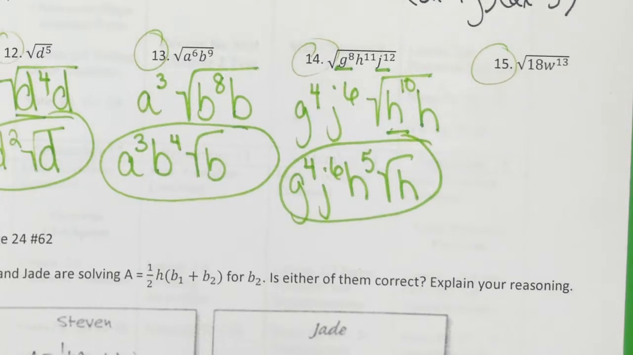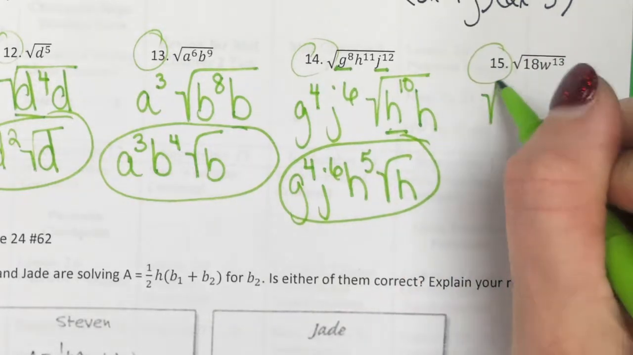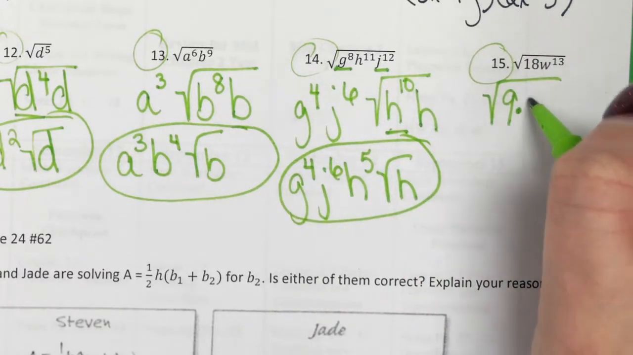I wasn't paying attention. Alright, 15 is different, guys, because 15 has a number. What is the number that they give us? 18. We have worked on these for 3 weeks now, and you worked on them in algebra and geometry. How do we do the 18? You find the perfect square that goes into 18. What's the perfect square that goes into 18? 9 times 2. Very good.